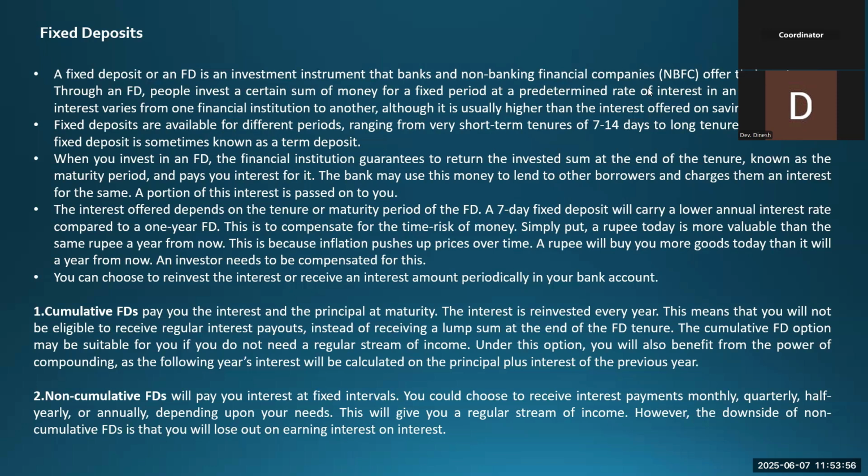Non-cumulative FDs will pay you interest at fixed intervals like monthly, half yearly, quarterly, and all that. The advantage for non-cumulative FDs is it will give you income at every predetermined quarter or month or every 6 months or every 1 year.